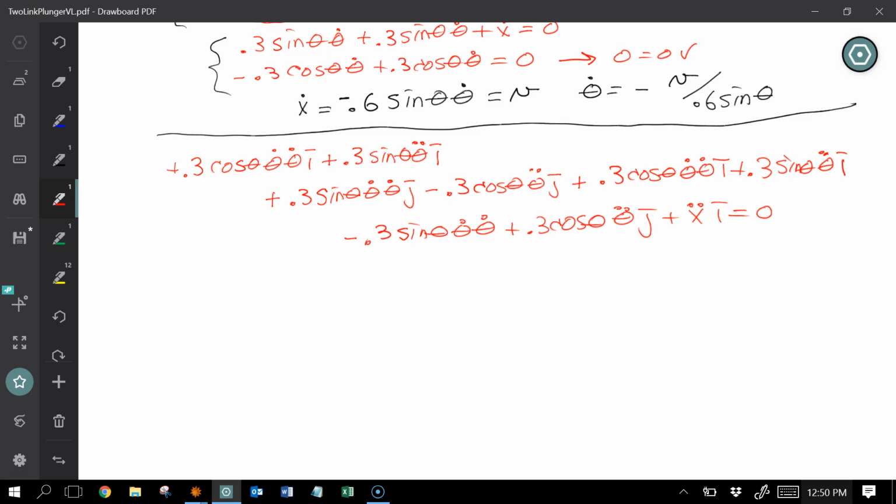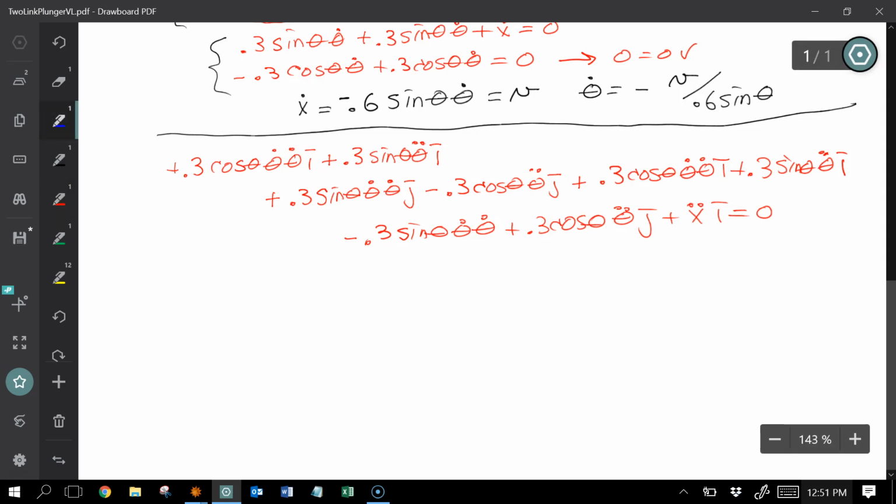That's why Mathematica works really well. That way you don't make mistakes. But anyway, I'll show you that in a little bit. Okay, so here is, again, what you do is you pull off the I equal I, J equal J. So what you have is 0.3 cosine theta, theta dot squared, plus 0.3 sine theta, theta double dot.